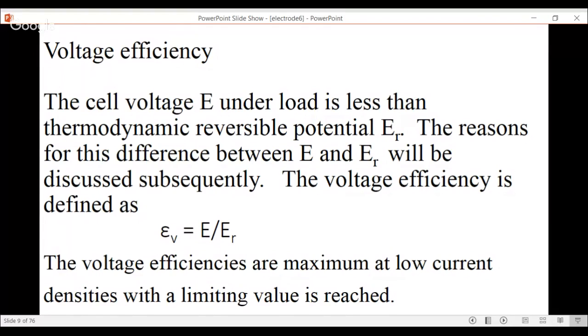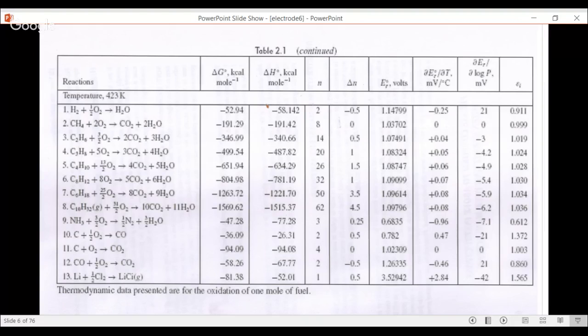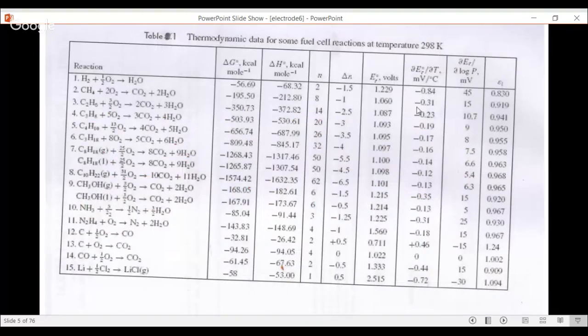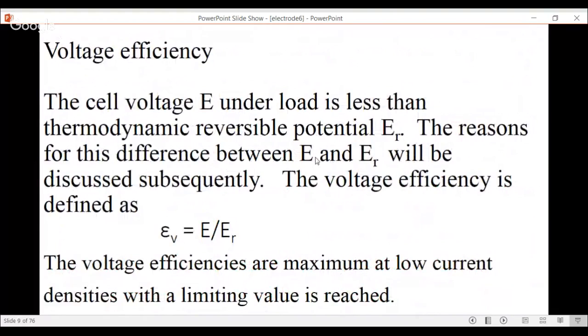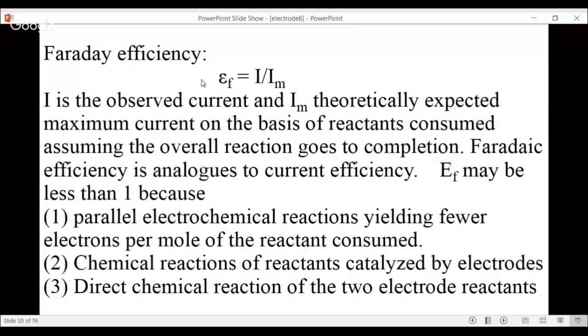The reasons for this difference between E, the potential that you have, for example, 1.23 here, but 0.83 is the realizable potential. This difference in the potential: E is the realizable potential, ER is the reversible potential. The voltage efficiency, epsilon V, is given by E by ER. The voltage efficiencies are maximum at low current densities, with the limiting value reached. In the same way, the Faraday efficiency, epsilon F, is I by IM.